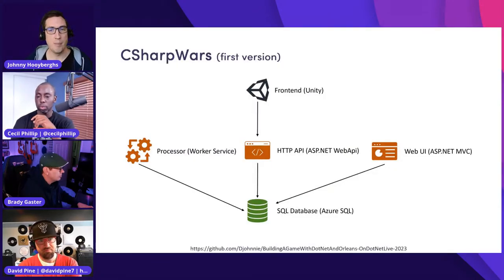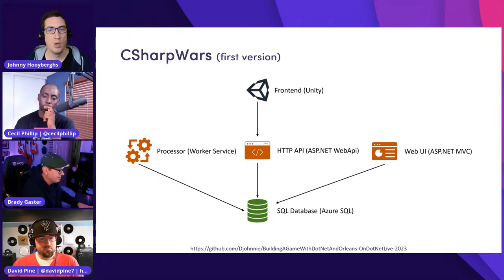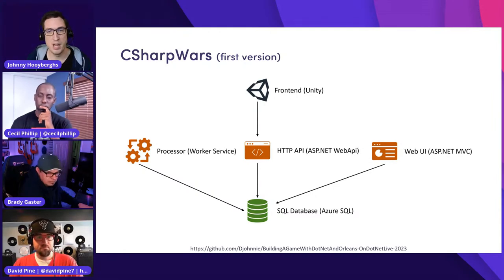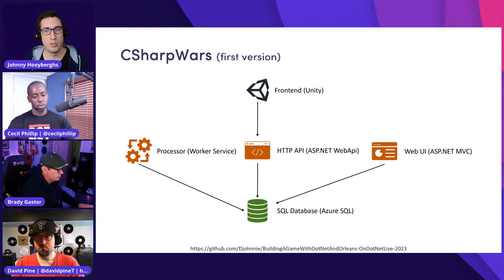Now, in the backend, there are three separate processes. There's an HTTP API using ASP.NET Web API, which I just use for the frontend to pull the current game state. So I have an endpoint that returns the entire game state as a JSON object, where you have the arena, the size of the arena, but also all of the robots that are inside of your arena and their statistics, like what is the name of the robot, how much health does it have remaining, how much stamina does it have remaining, stuff like that.